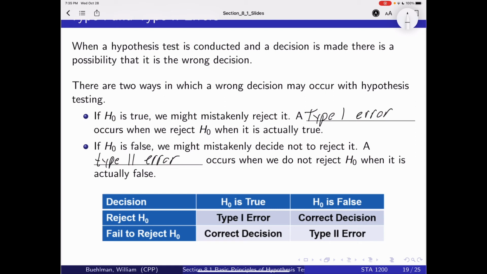So here's a little diagram that shows if the null hypothesis is true and we reject it, that's a type 1 error. If it's true and we fail to reject it, we've made the correct decision. If the null hypothesis is false and we reject it, we've made a correct decision. If the null hypothesis is false and we fail to reject it, we have a type 2 error.